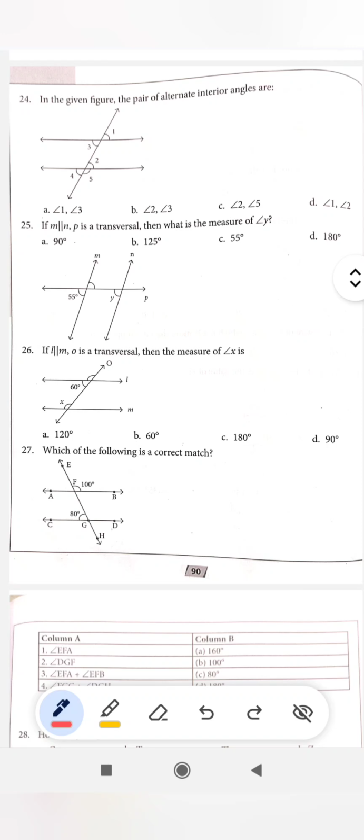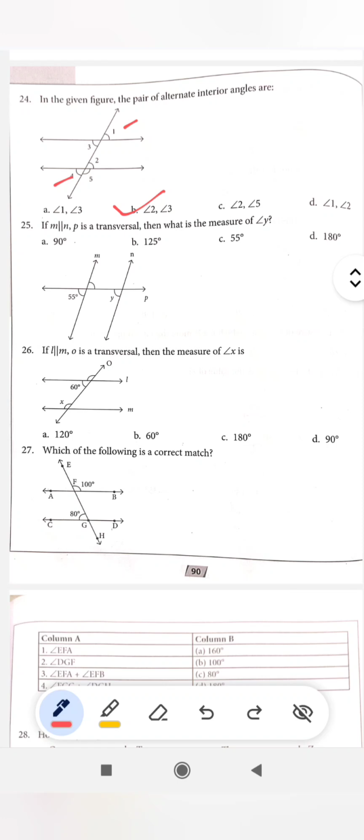Who are the alternate interior angles? Simply, that is 2 and 3. They are the alternate interior angles. Alternate exterior angles will be 1 and 4. Correct? And 2 and 5 will be the linear pair. 1 and 3 are the vertically opposite angles. Now come to question number 25.